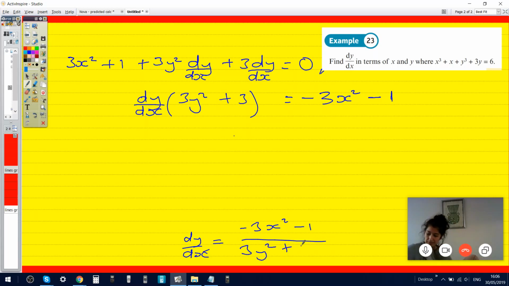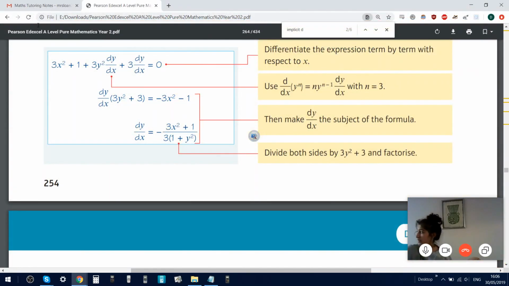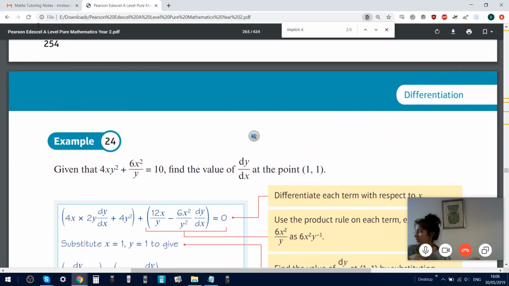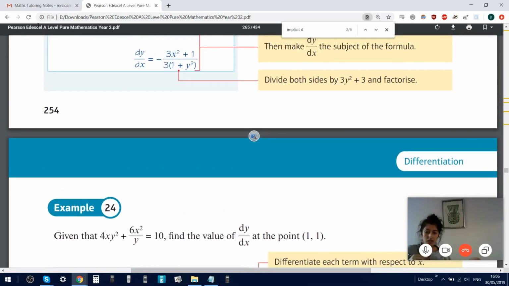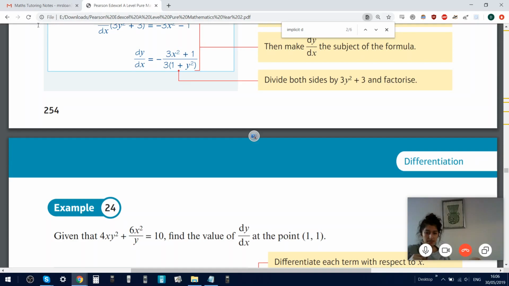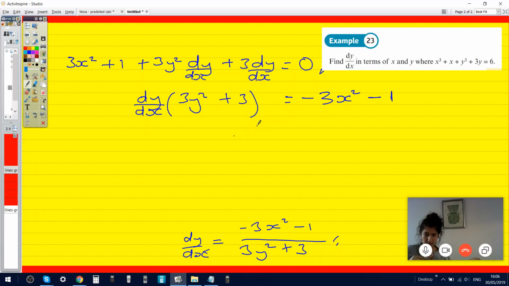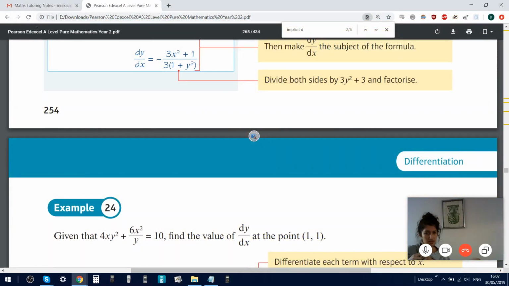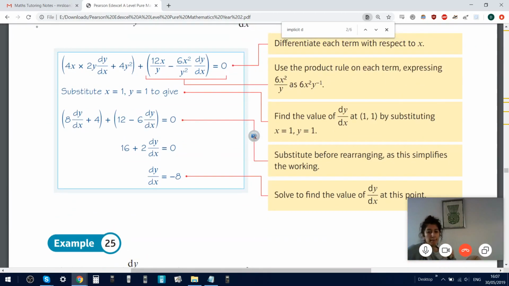Any questions there? I think you're very good for that. Given that that equals 10, find dy dx at the point 1, 1. How would we find dy dx at the point 1, 1 for this? Differentiate, do what we did before, and then once we've got dy over dx as a subject, put 1, 1 into the x and y. Yep. So you would just sub 1 for x and 1 for y. They're just differentiating as normal.